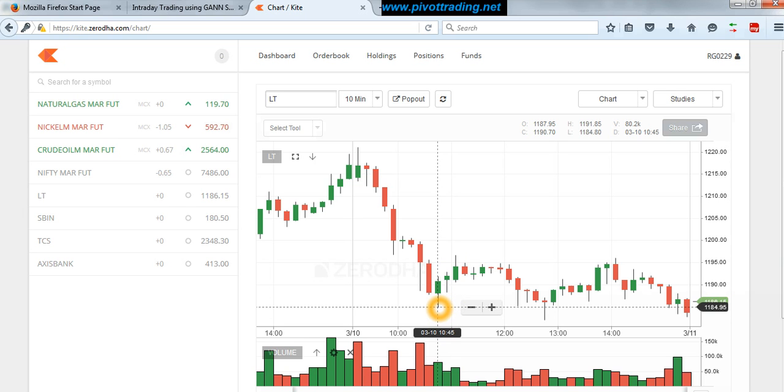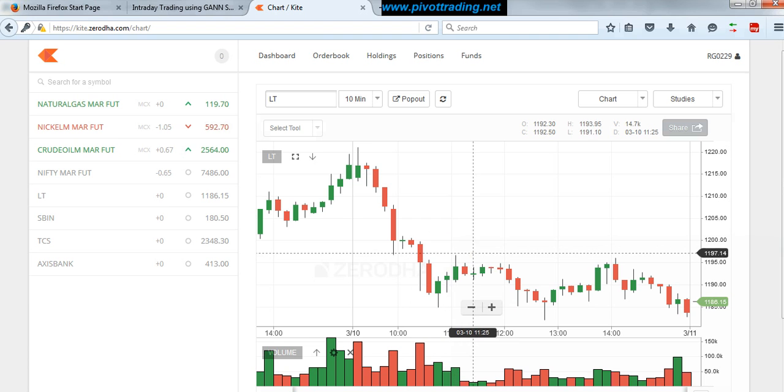So if we would have kept a trailing stop loss at target 2, that is at 1190, in the next 5 minutes our trailing stop loss would have got hit. Since only target 2 was achieved, our trailing stop loss would have been at target 1, that is 1199. So 1199 is here. And as you can see, after target 2 is achieved, target 1 never came back, 1199. So our trailing stop loss was not hit.